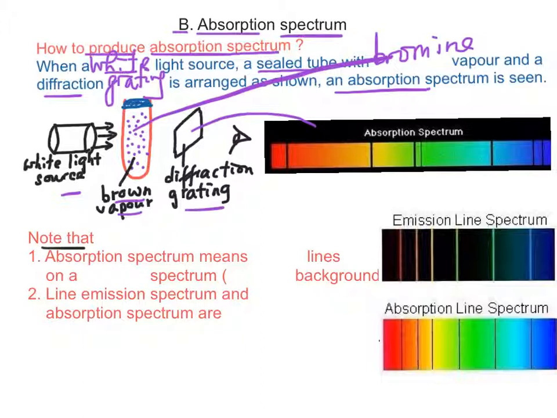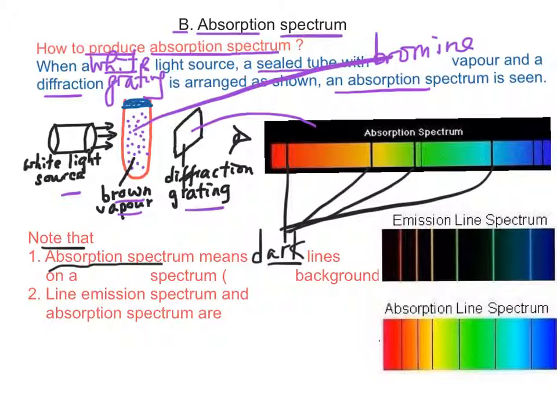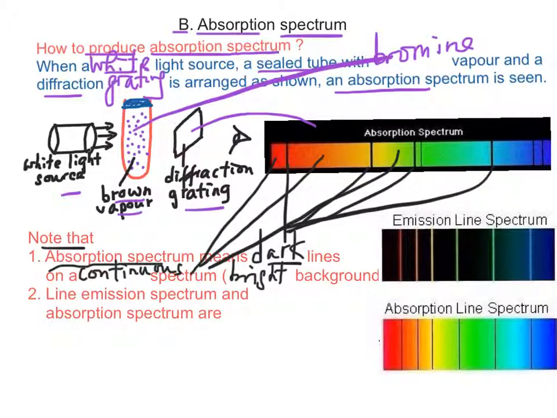Note that an absorption spectrum means we have dark lines shown on a continuous spectrum, which we can also describe as dark lines on a bright background. Also, the light emission spectrum and absorption spectrum are complementary.